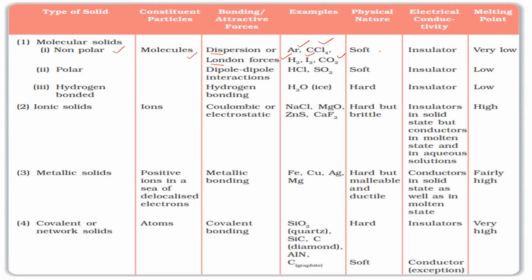And they are very soft because the force operating is dispersion forces. They are very, very weak. Therefore, they are soft in nature. And they do not have any free electrons. They do not have any ions. Therefore, they cannot conduct electricity. They are insulators. And their melting points are also very low because of weak forces of attraction here.